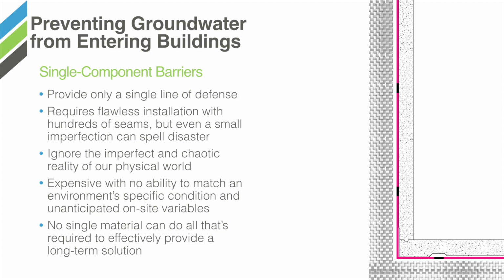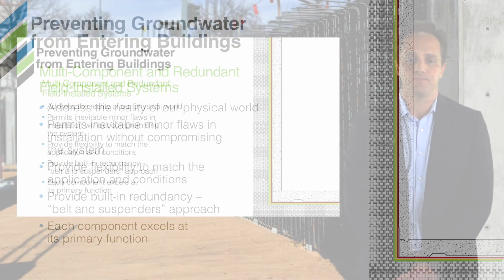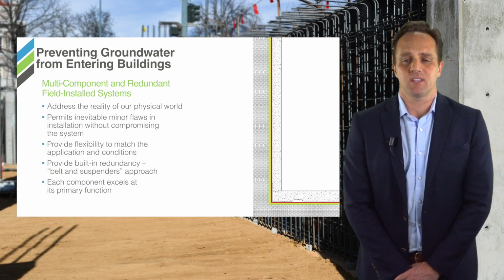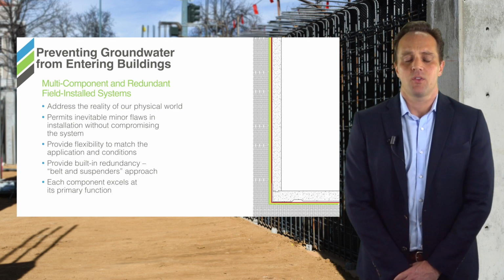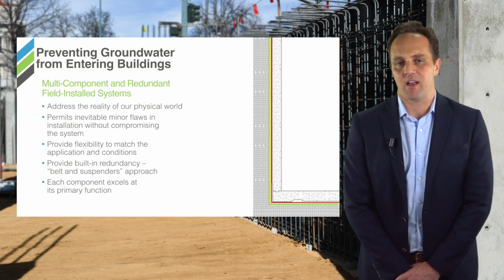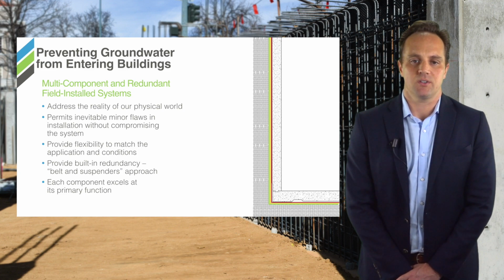Multi-component and redundant field-installed composite systems provide a different approach. One, they're designed with the idea that construction is chaotic. There's a number of different factors that can impact the installation of a system that may or may not be in control of the manufacturer. It permits the inevitable flaw that may occur. If one layer is compromised, the whole system and the whole waterproofing integrity of the building is not compromised. Really what it does is provides the flexibility to match the application or match the product to the project conditions.